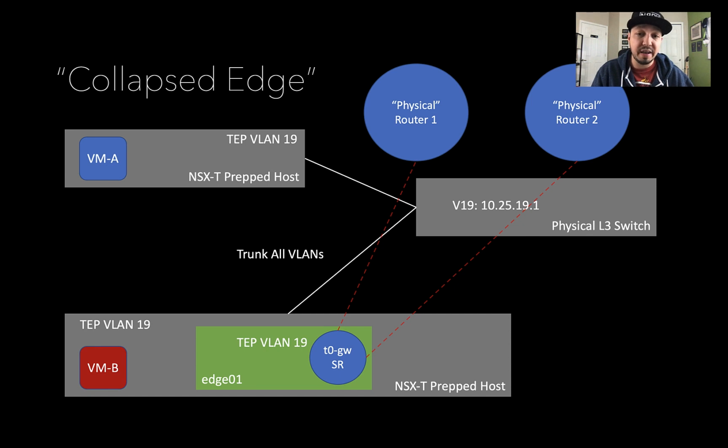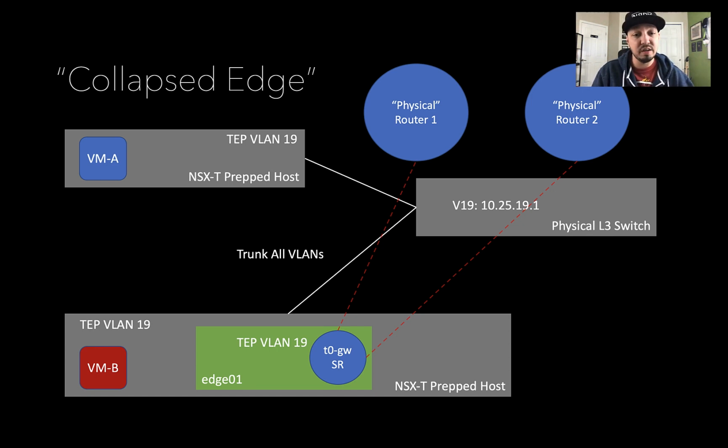The reason it will break is because we have this TEP VLAN as 19 on not only our host, but also our edge VM, just like it was before. But here's the problem. Remember, the edge is essentially the on-off ramp to NSX-T. So when VM-A decides it wants to talk to the internet, which is somewhere behind these physical routers, it's going to encapsulate its traffic in Geneve. It's going to send it on the wire down to this host, and it's going to try to send it to the edge VM. But the problem is, because it's on the same TEP VLAN as the host, the host is basically going to steal that packet and do nothing with it. So this is the scenario where it breaks things.